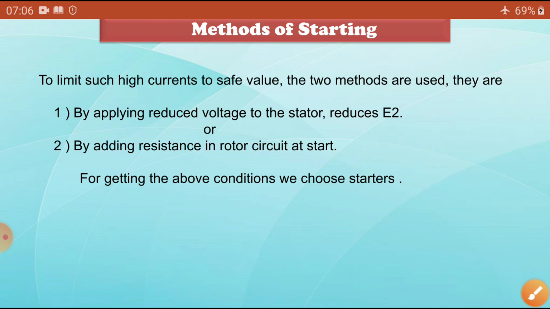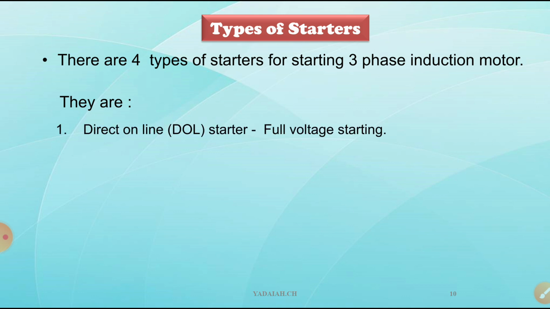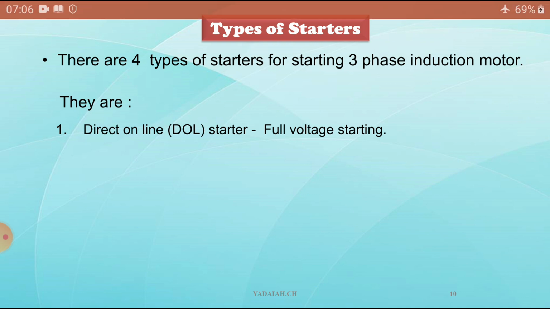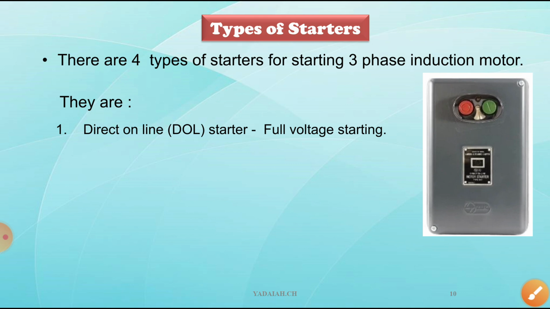Let us see the types of starters. There are 4 types of starters for starting 3-phase induction motors. Those are: 1. The direct online starter, which in short we can call the DOL starter. Have you seen the DOL starter? Yes, you can see it. This is the DOL starter, the direct online starter.